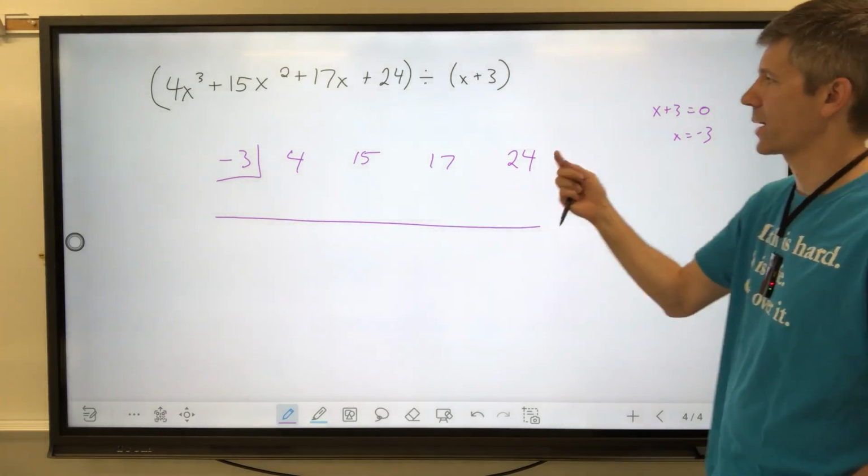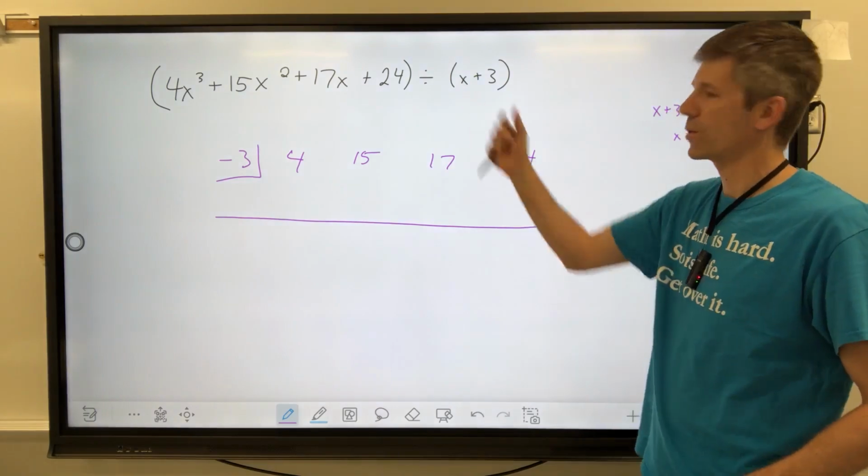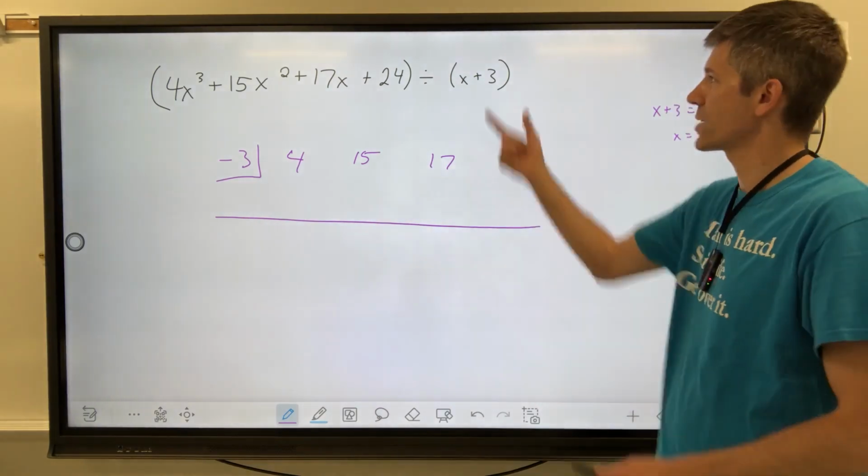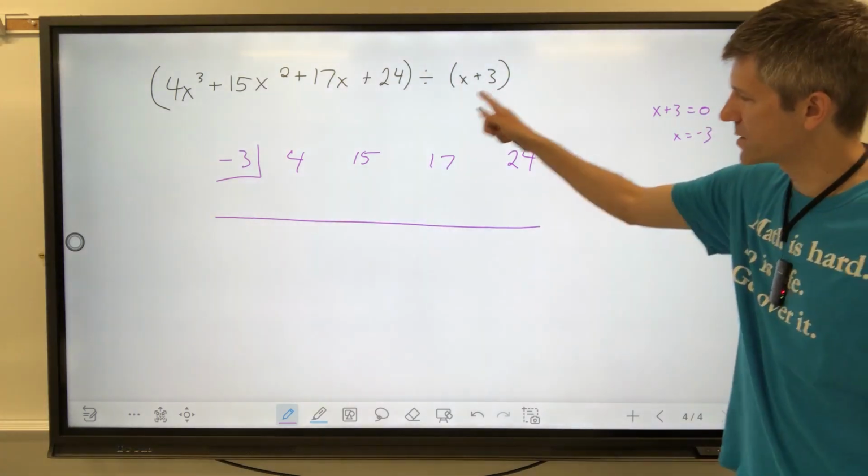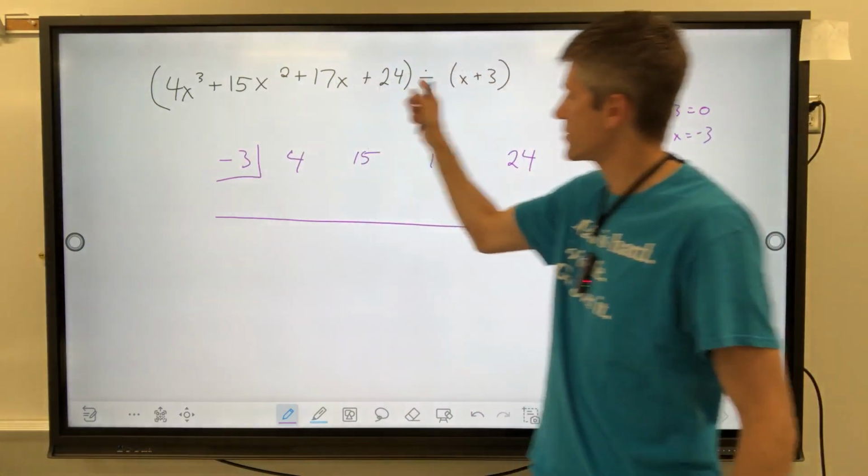So in factored form, this would show up. But then if I said, now what is the root? You'd say, oh, negative 3. It's that kind of situation. All right, so opposite sign goes here, and then 4, 15, 17, 24.